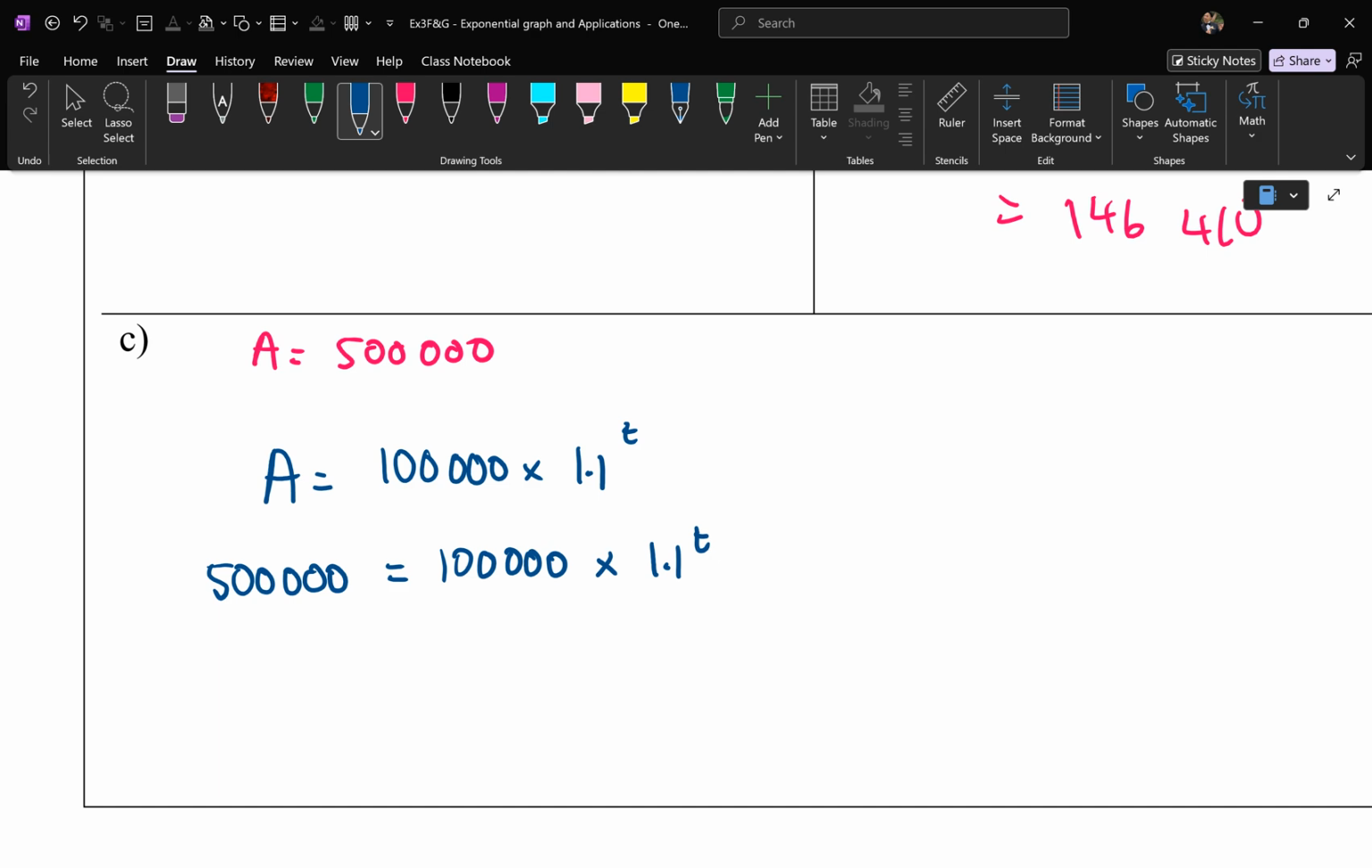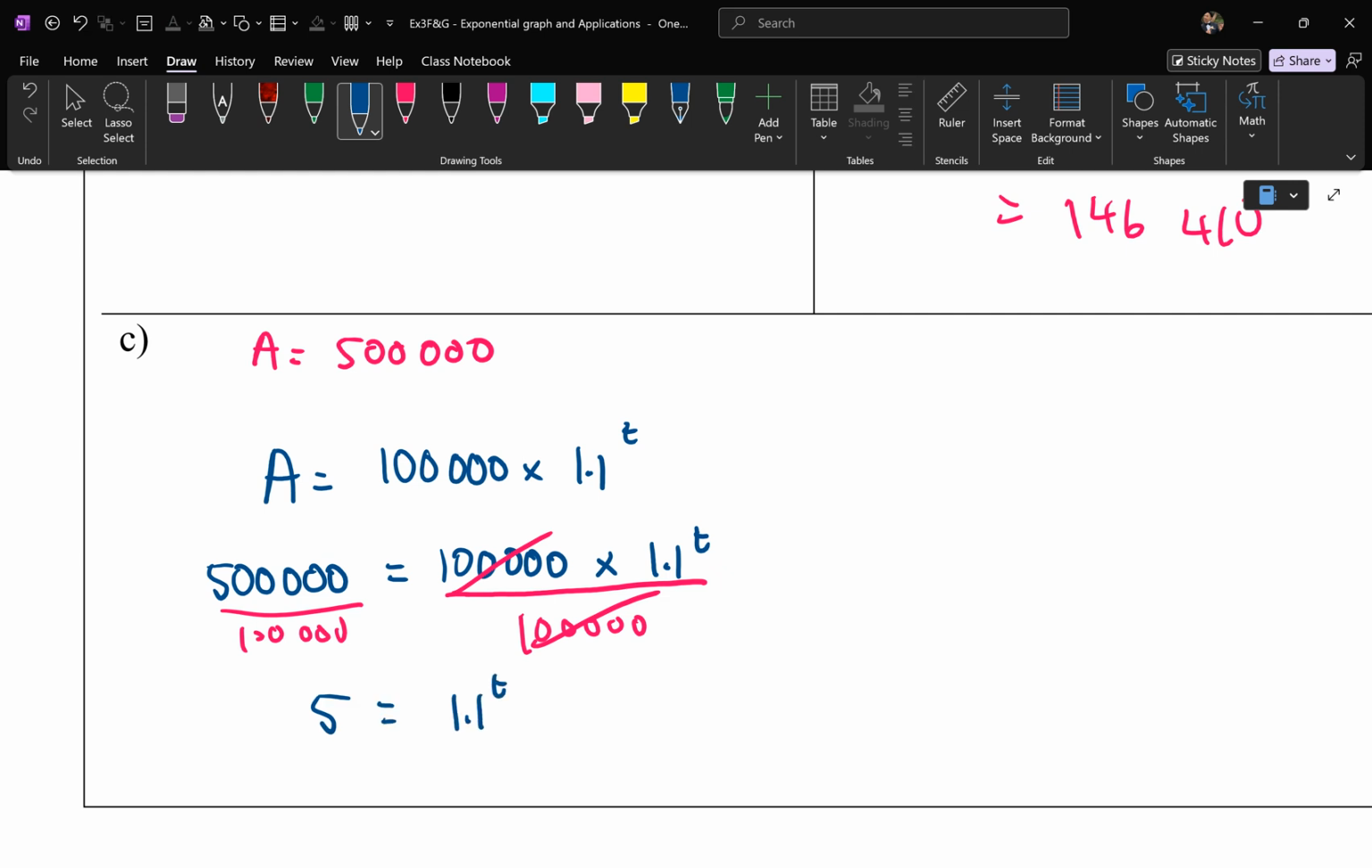How do I solve this? I'm trying to find t, which is the power. Jada. Beautiful. This is time, so it's the same idea. Divide both sides by 100,000 first. Divide this by 100,000. That cancels out. 500,000 divided by 100,000 is now 5 is equal to 1.1 to the power t.